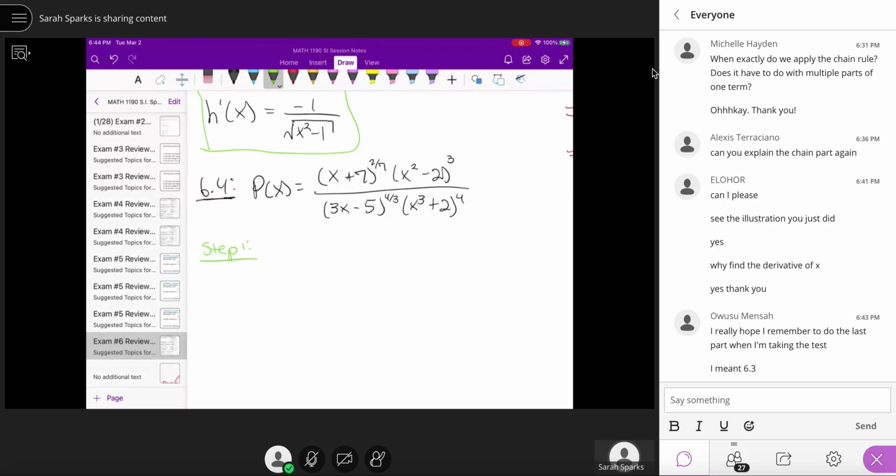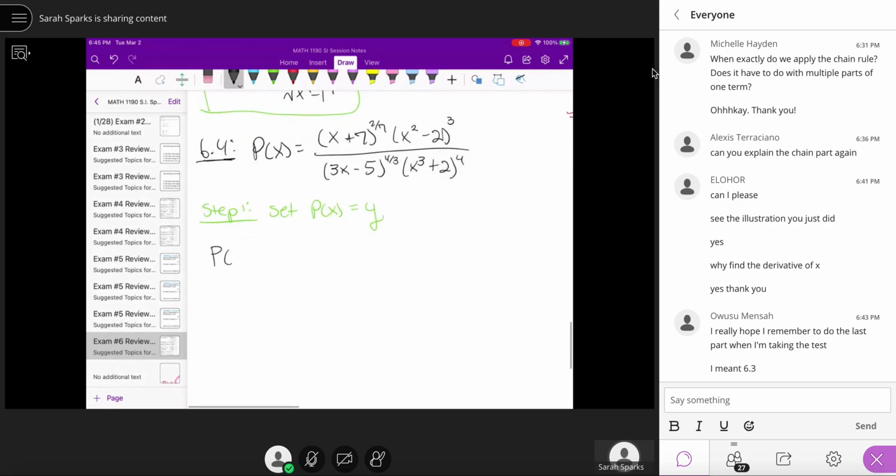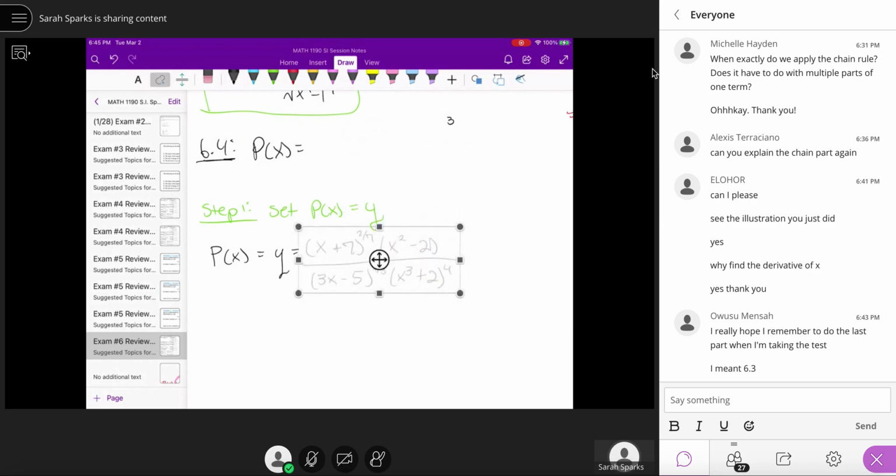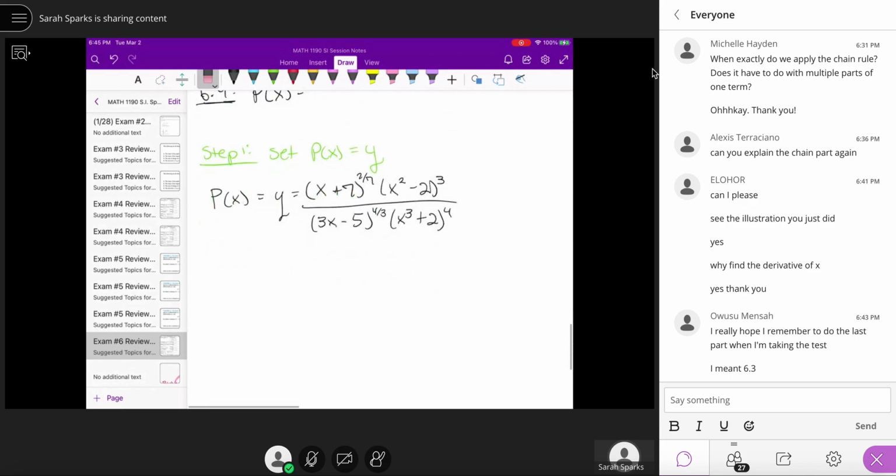I'm just going to write this as steps. Step 1: set p of x equal to y. We're going to write p of x is equal to y is equal to the same thing. I don't want to write it again, just for that one step. I lost a cubed. So that's our first step. Step 2 is we're going to take the natural log of both sides.